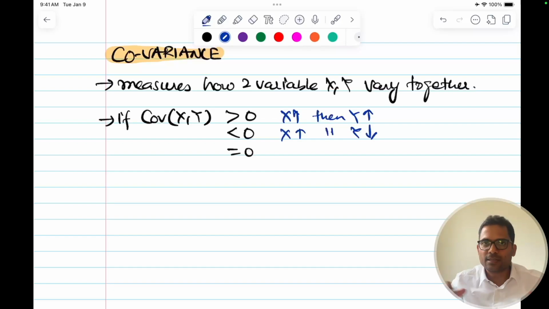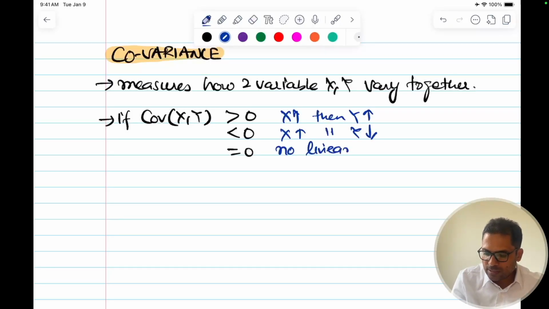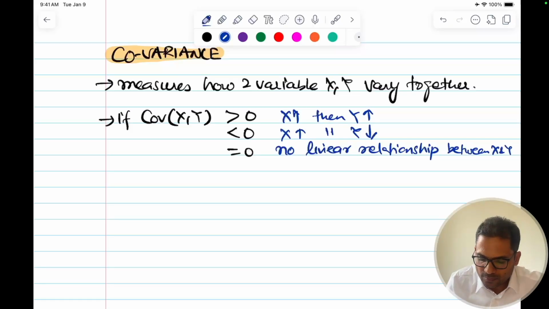And 0 means no covariance, both are independent. No linear relationship, no relationship between x and y, and vice versa.